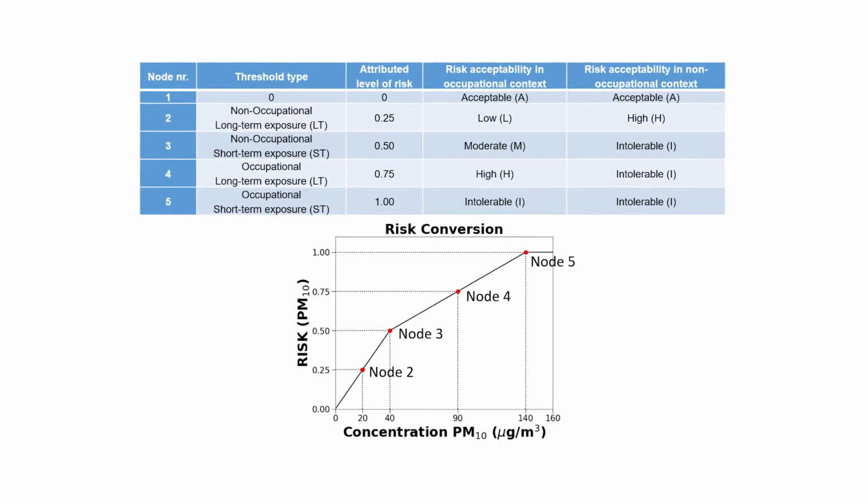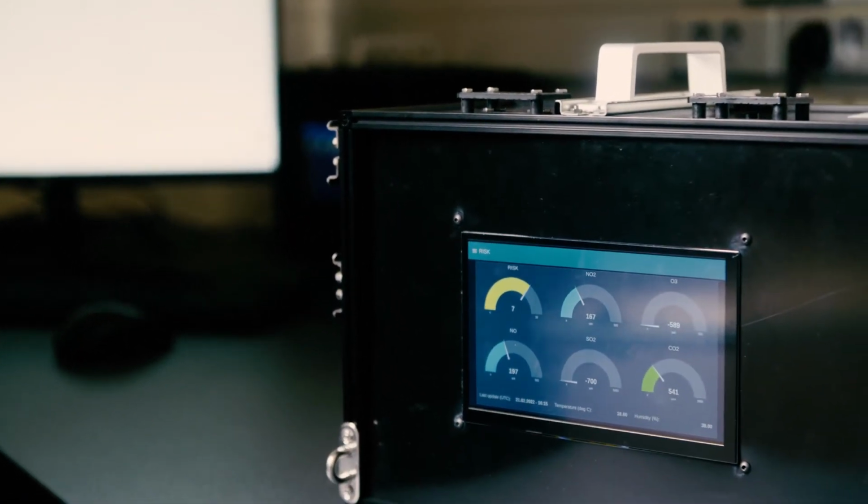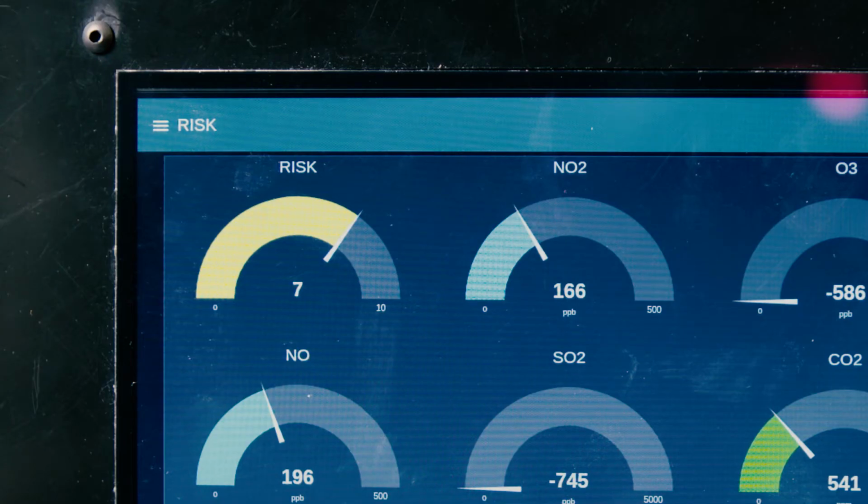So thanks to the algorithm, we are able to convert all this huge amount of data into one single risk that is easier for the crew to understand and interpret without the necessity of an expert.